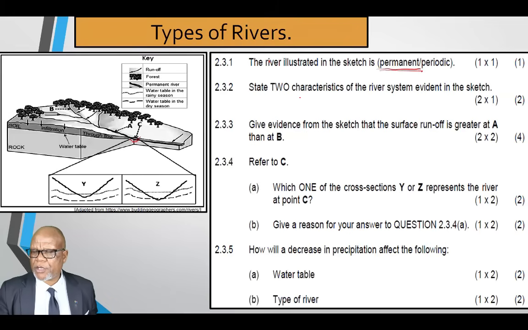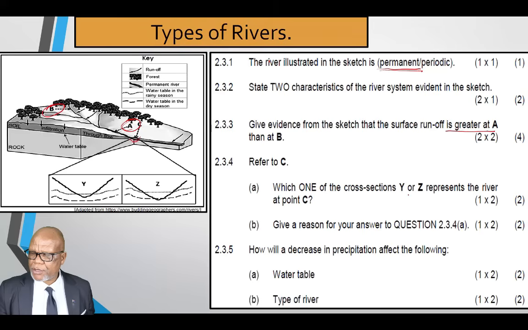The question says, state two characteristics of the river system evident in the sketch. Now, what is it that you see in the river? Give evidence from the sketch that the surface runoff is greater at A than at B. So this is A and this is B. So we have to give that. We'll look at the answers there.